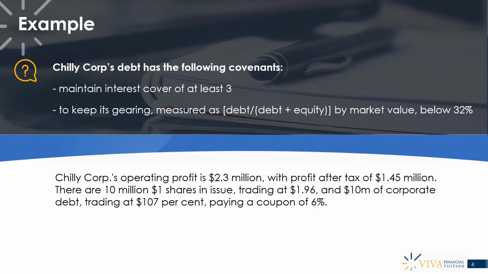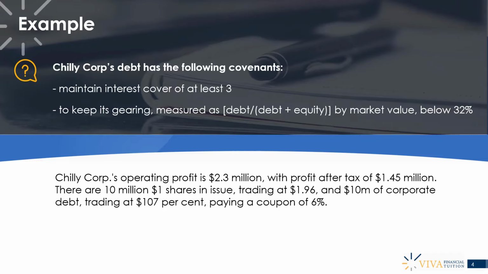And here are some numbers that we're going to use. So operating profit of $2.3 million, profit after tax is $1.45 million, 10 million shares in issue, each of them $1, trading at $1.96, so above their book value. And they've got $10 million worth of corporate debt trading at, what? 107 per cent? That sounds weird.